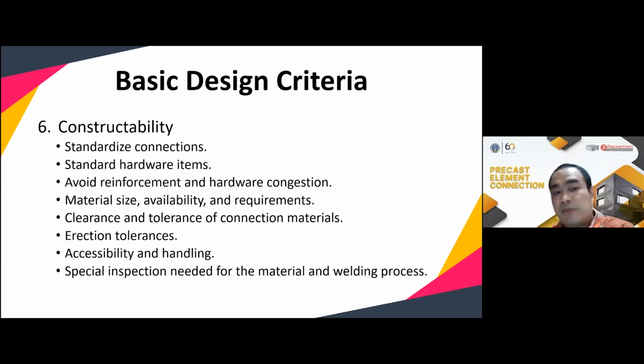And we also try to use standard hardware items that are available in the market. We can also design to avoid reinforcement and hardware congestion, and consider material size availability and requirements, the tolerance of the connection material as well as the erection tolerance. This is what we need to pay attention to. And then accessibility, handling, and special inspection for the material and within the process.